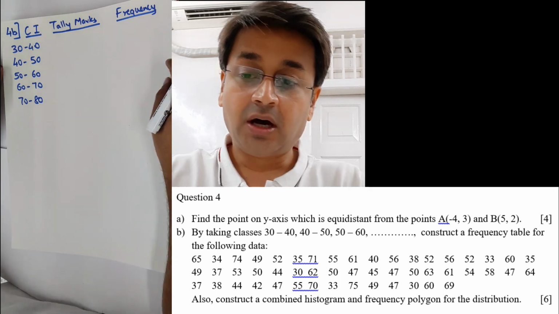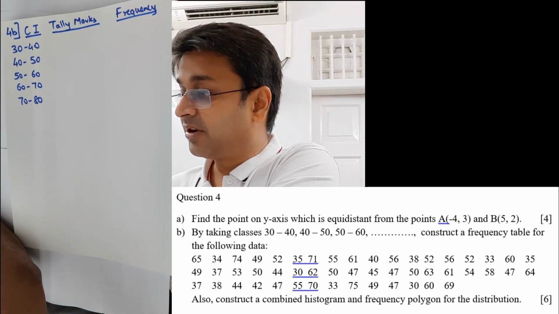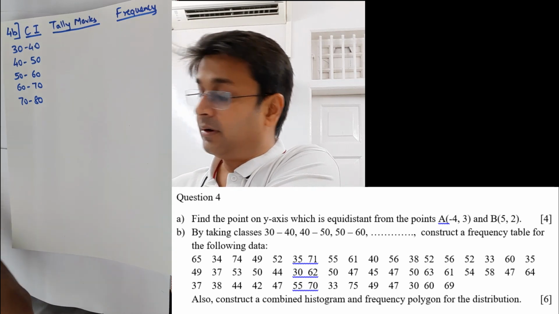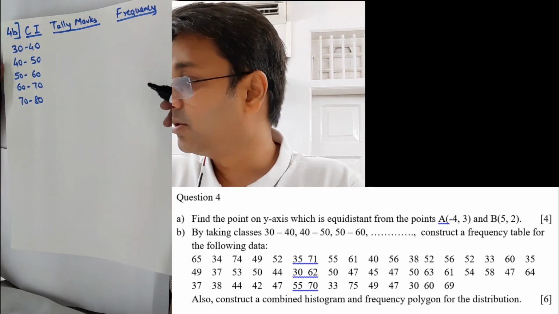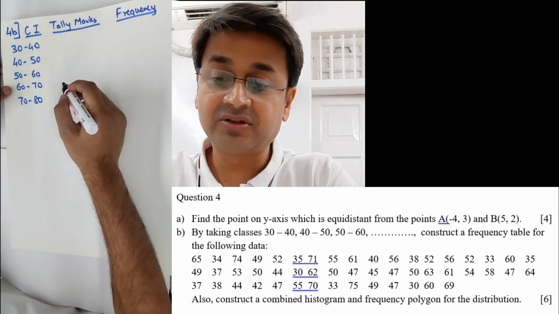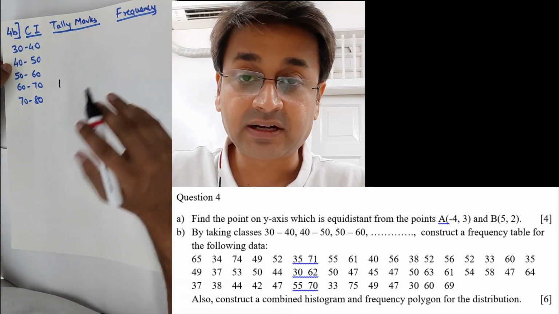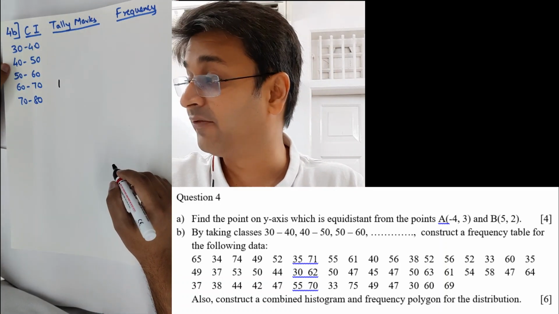4b, tally mark frequency. So you've been given some values and you have to write the frequencies in proper order. So your class interval 30 to 40 till 80, and let's look at the tally marks now. So 65, 49, 13. So 65 will come here. I'm purposely doing this, not giving you the direct answer, so you know which value I'm putting where and you can verify where you have gone wrong.